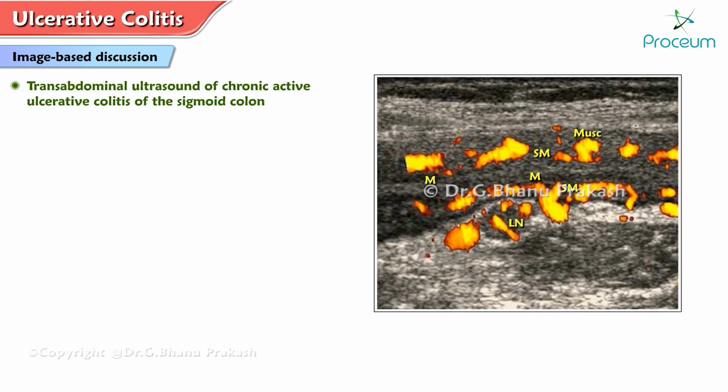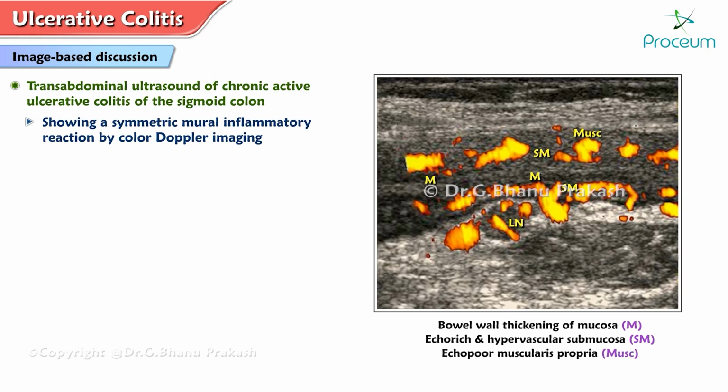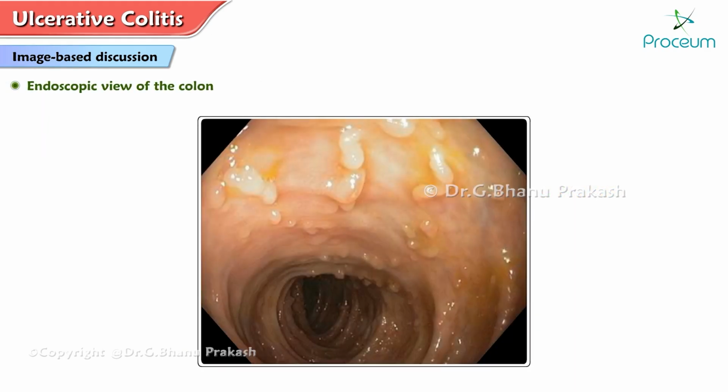Transabdominal ultrasound of chronic active ulcerative colitis on the sigmoid colon showing a symmetric mural inflammatory reaction by color Doppler imaging, bowel wall thickening of the mucosa, echo-rich and hypervascular submucosa, and echo-poor muscularis propria is indicated. The lumen is not seen due to mucosal swelling. A small, 6 mm, paraintestinal lymph node is indicated as well. Here's an endoscopic view of the colon with multiple pseudopolyps.